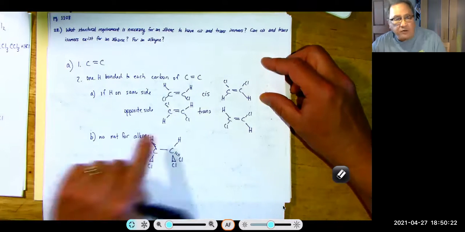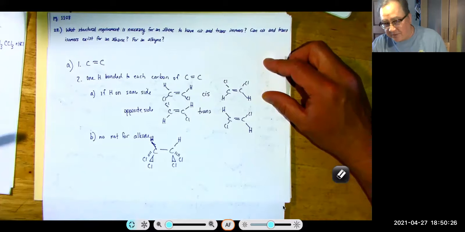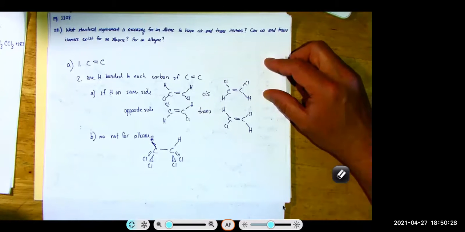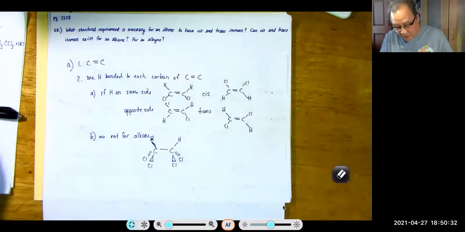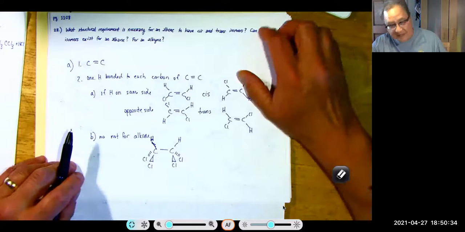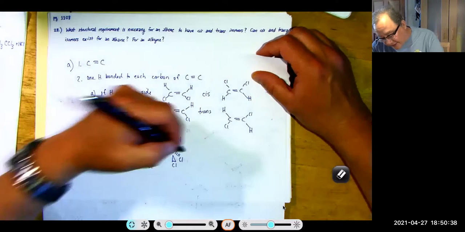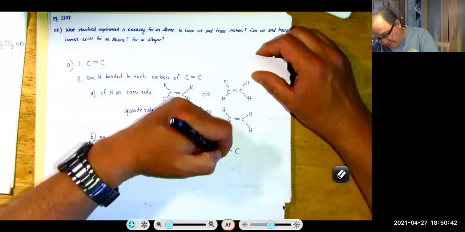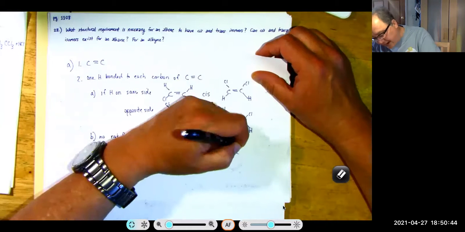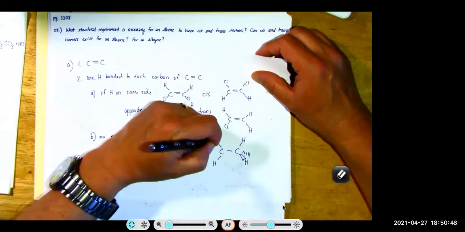What do we know about rotation around a double bond? Is that possible or easy to do? No, because of the pi bond. They cannot rotate around double bonds. What do we know about rotation around a single bond? And the answer is it's really easy. So this guy can simply rotate, and all of a sudden, it looks like a trans. So can it happen with alkynes too? Well, let's take a look at alkynes.